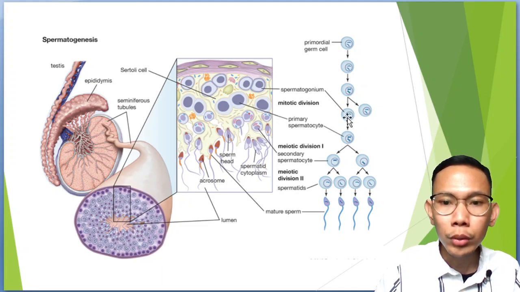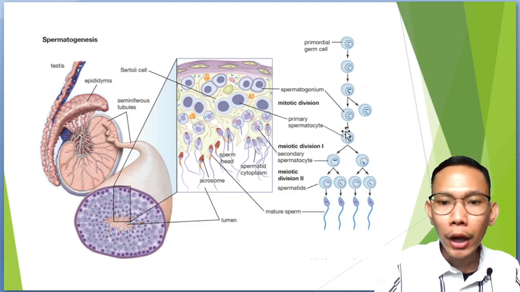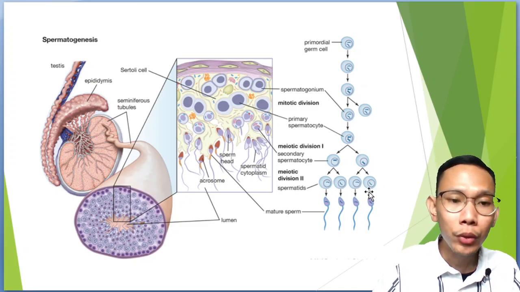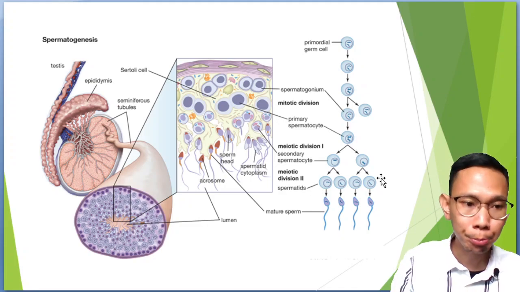Then your spermatogonium will undergo the process of meiotic division, becoming a primary spermatocyte. Your primary spermatocyte will undergo meiotic division 1. The effect is that we will have two secondary spermatocytes. This secondary spermatocyte will undergo another meiotic division 2. And this will form your 4 spermatids. And these 4 spermatids will go to your epididymis for the maturation of sperm. So that's the basic spermatogenesis or formation of your sperm.